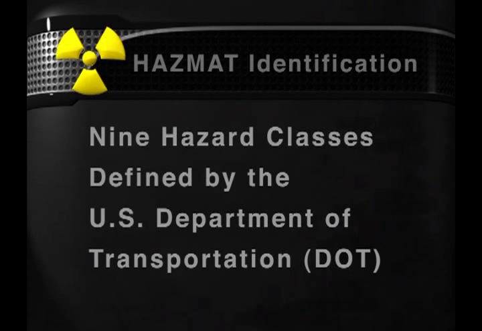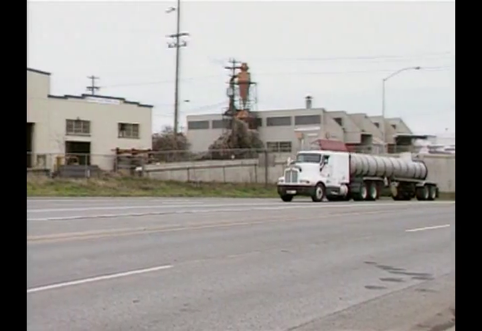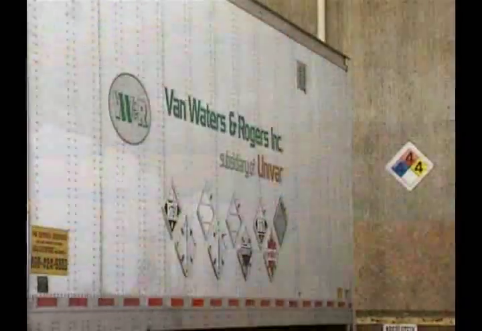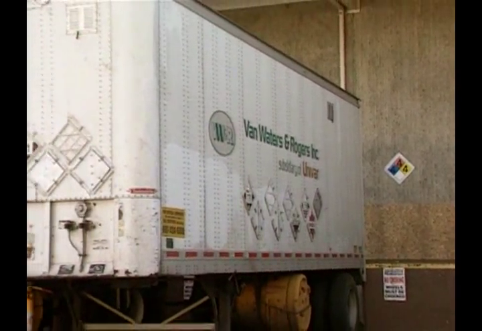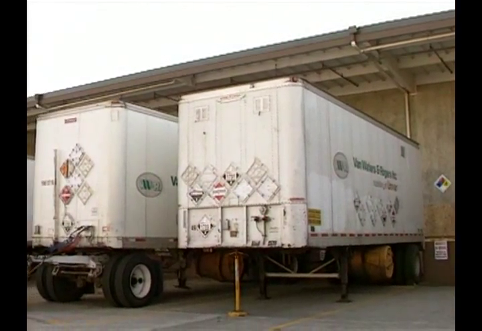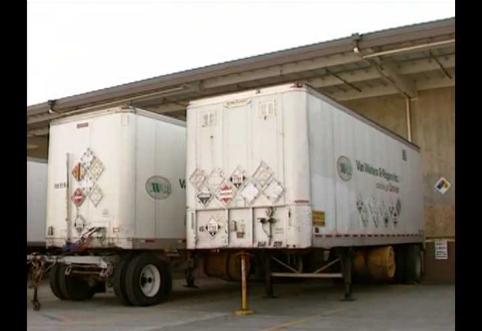To make the transport of hazardous materials safer, the U.S. Department of Transportation, or DOT, has created a system of identifying hazardous materials during their movement by air, rail, water, on roadways, or through pipelines. The DOT system established 9 hazard classes, which identify what type of potential hazard the product presents in the event of a spill or release. The 9 DOT hazard classes are: Class 1, explosives.